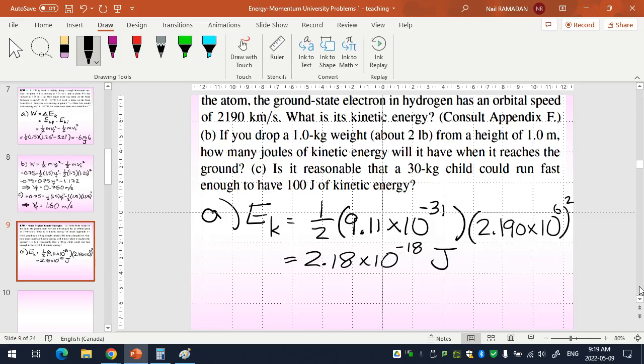It's not, is it always speed? Is it always mass? Is it both? You just have to make a decision. Okay, part B: if you drop a 1 kilogram object, let's say this has a mass of 1 kilogram, from a height of 1 meter, so roughly like this, how many joules of kinetic energy will it have when it reaches the ground? Right before it touches the ground. Because when it touches the ground, what's the speed? 0. No, we'll talk about immediately before.